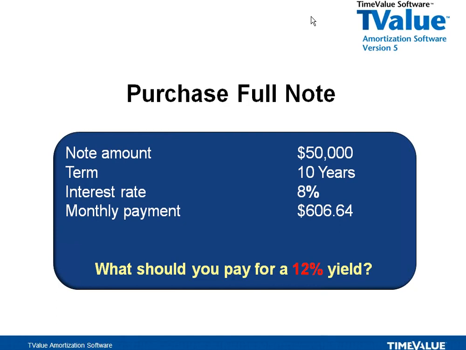So this first example is going to be to purchase a full note, purchase the cash flows of the note that we set up here. And the question is, what should you pay for a 12% yield? So you want to buy these cash flows, but you want a 12% return on your money. This is going to be pretty easy to do in TValue, one of the easiest things you can do in the program. Let's take you back to TValue, and just show you how this is going to work.